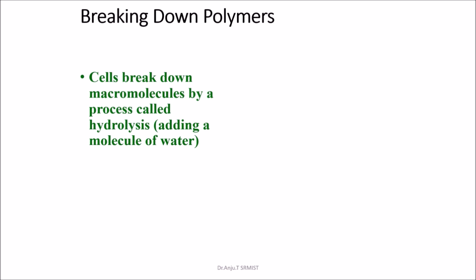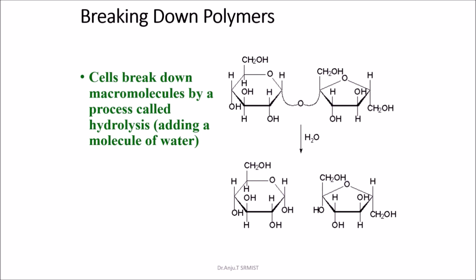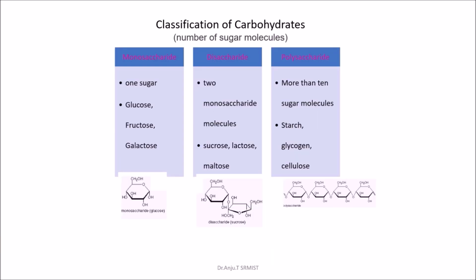Just like the formation of a bond, the bond can also be broken by the process of hydrolysis. So water is split and the bond is broken. Now we will see that carbohydrates are of different types. They can be classified into different types based on the number of sugar molecules they are made of.